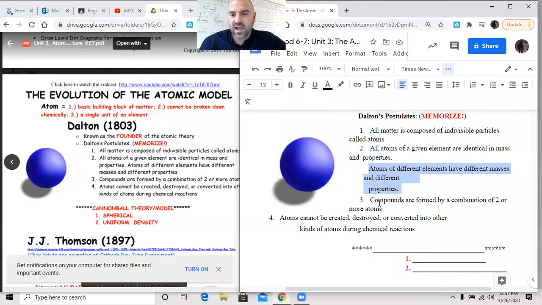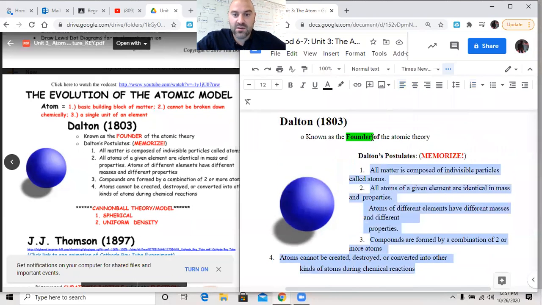The third one says compounds are formed by combinations of two or more atoms. Hey, that's what a compound is. That's the definition for a compound. The fourth one is the law of conservation of mass, so that's a good one to know. Atoms cannot be created, destroyed, or converted into different kinds of elements or atoms during chemical reactions. So those are the four properties you should definitely be aware of from what he proposed back in 1803.